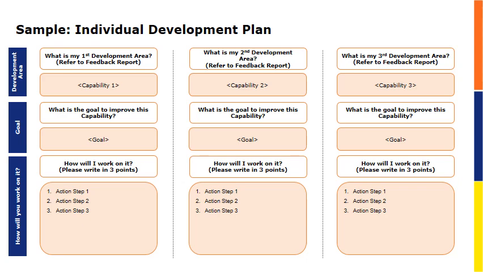This is a sample IDP. It contains 3 sections. 1. Development area, that is, the capability that you need to focus on. 2. Your goal, that is, what is the goal you want to accomplish so that you can develop the capability. 3. The key action steps that you will need to follow to achieve the targeted goal. We will share examples of the same shortly.